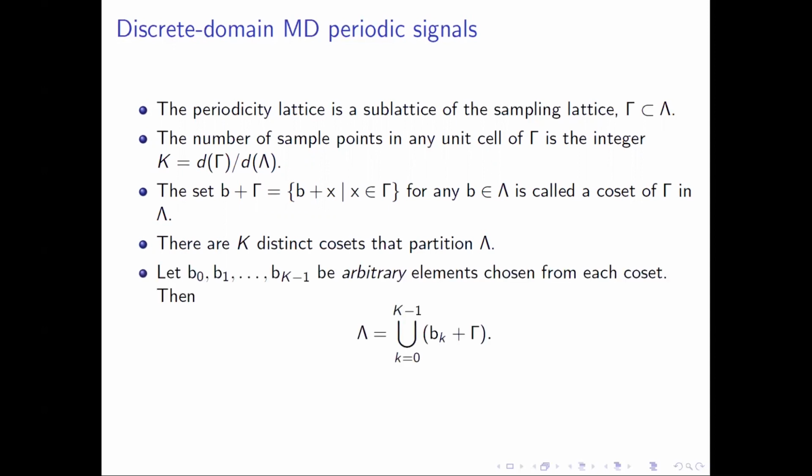This expression will be used extensively. It should be pointed out that b0 to b k minus 1 are each arbitrary elements from each coset, and nothing depends on their particular value. A periodic signal is constant when restricted to any one of the cosets.